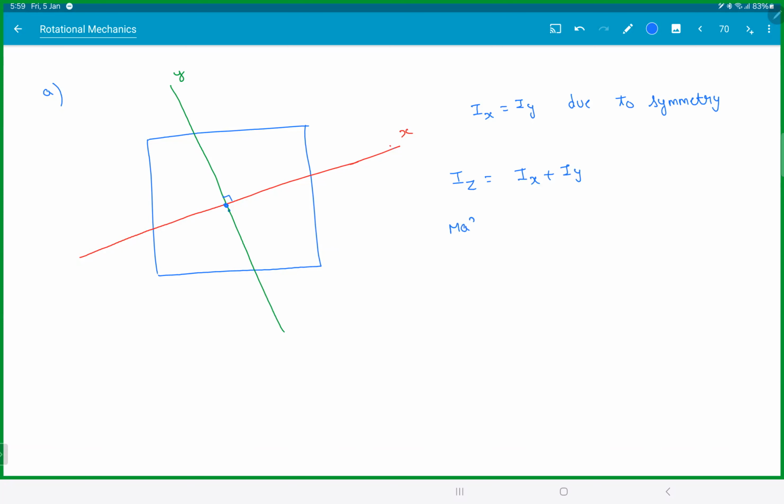IZ I know is MA square by 6. We calculated it last time using the double integration. Therefore IX is MA square by 12, independent of theta. This is a proper mains level question, right? Most people think that somehow we have to use theta. It doesn't matter. No matter how you pass the axis through the center, the moment of inertia will remain the same, MA square by 12.